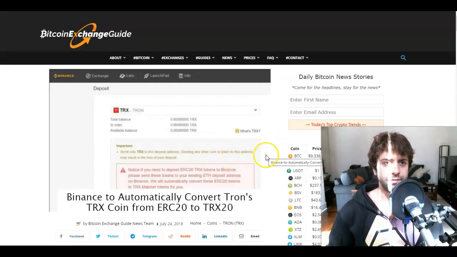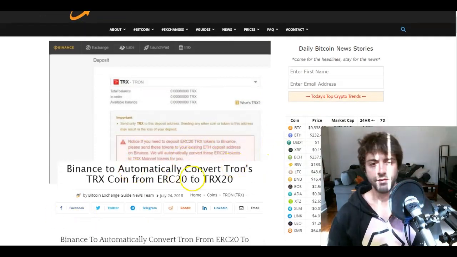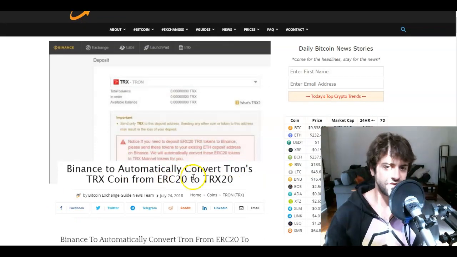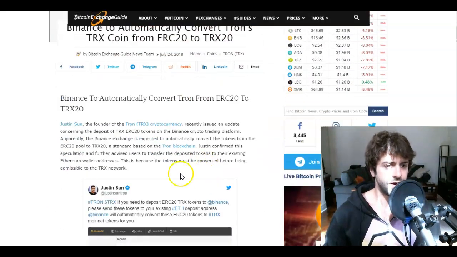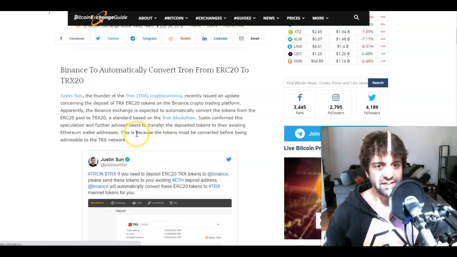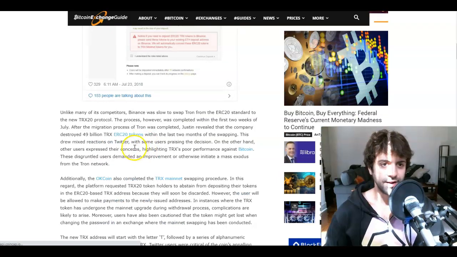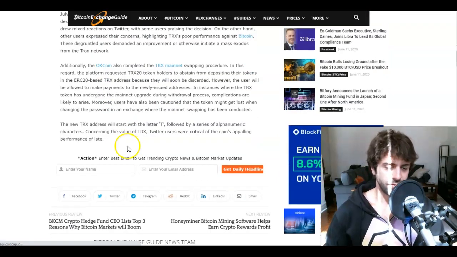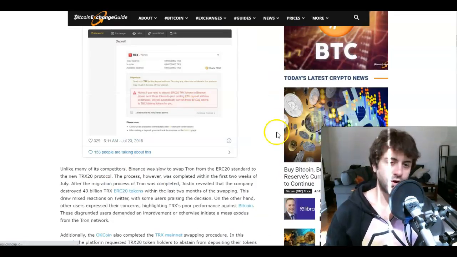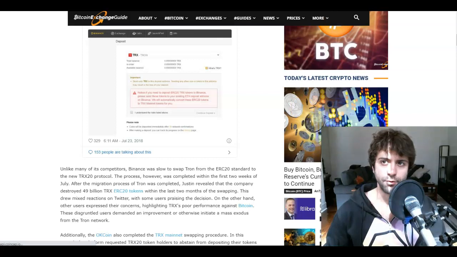And finally, we've got a guide here about how Binance automatically converted Tron's TRX coin from ERC20 to TRX20. So basically all you had to do was send these to your address on the Ethereum blockchain, and Binance would take care of it for you, right? So a lot of these exchanges are very cooperative because they, like you, both have something to gain from the new and improved protocol. And so that's really it, guys.